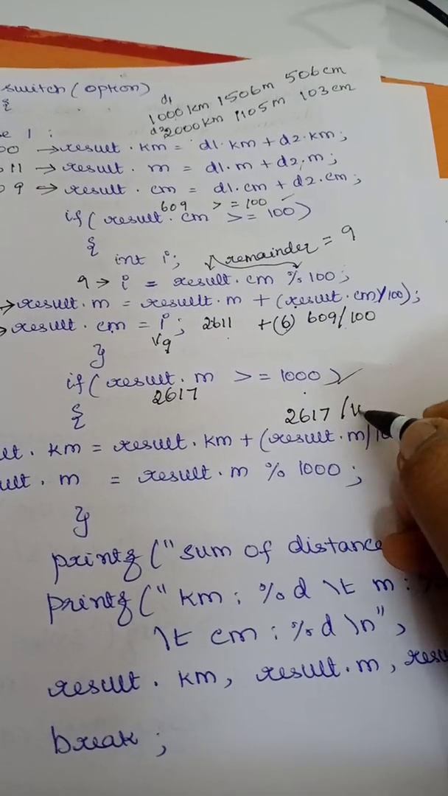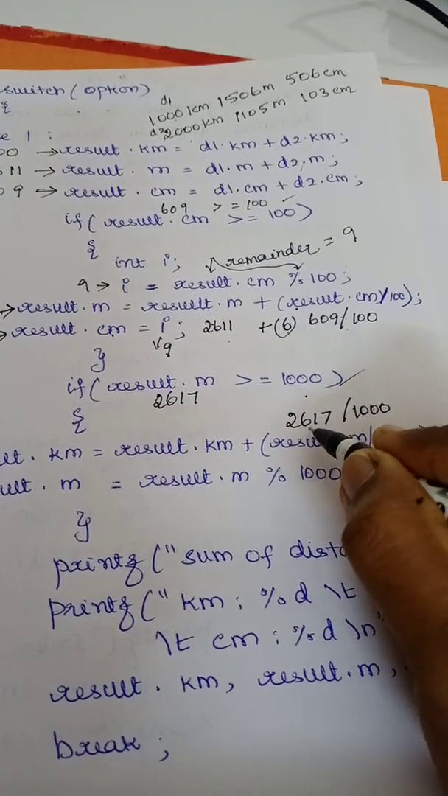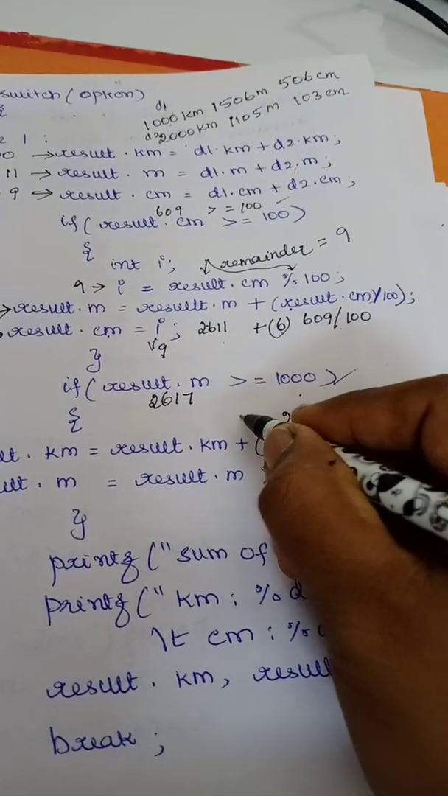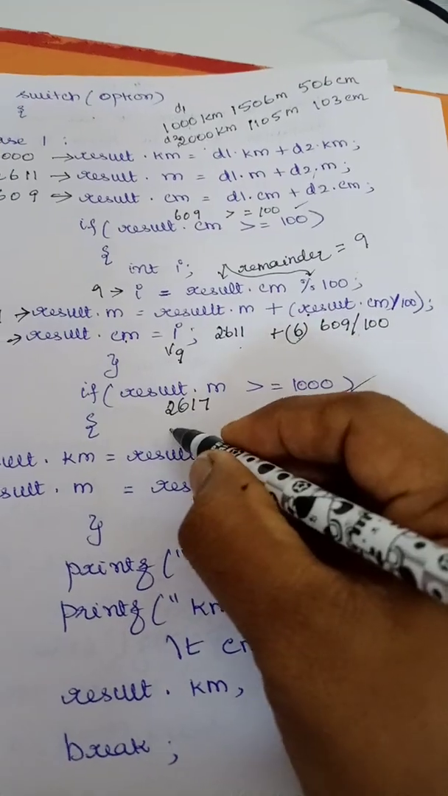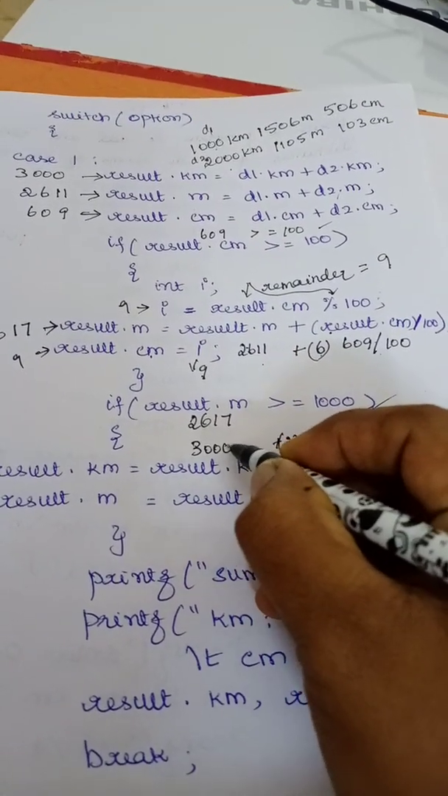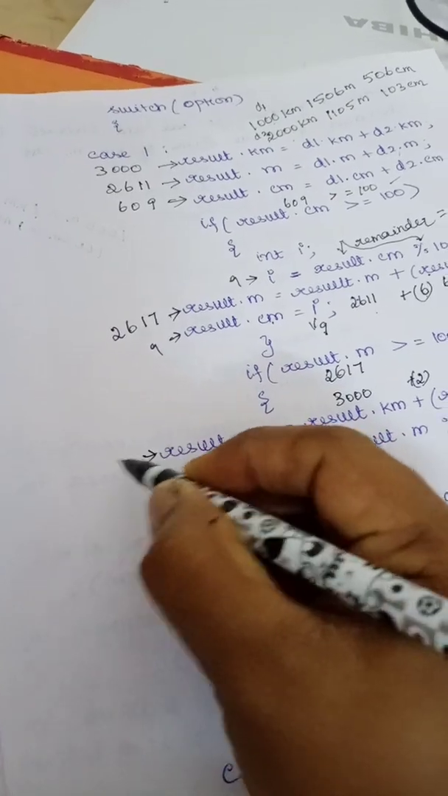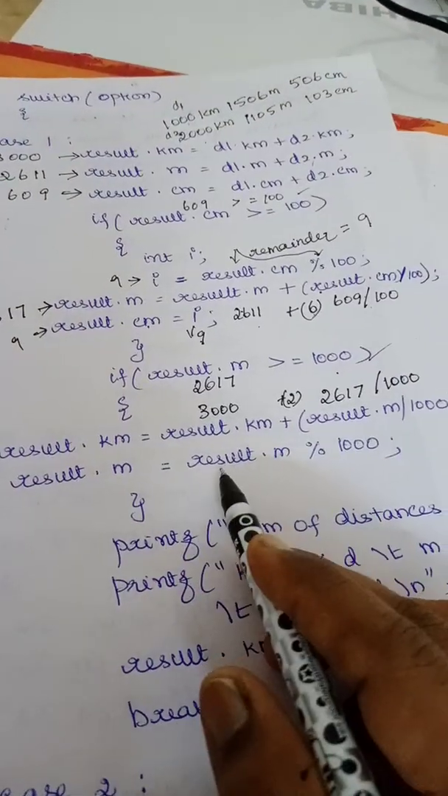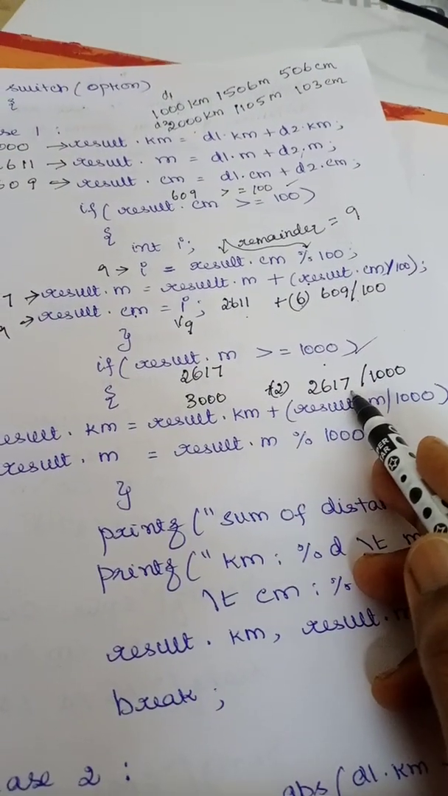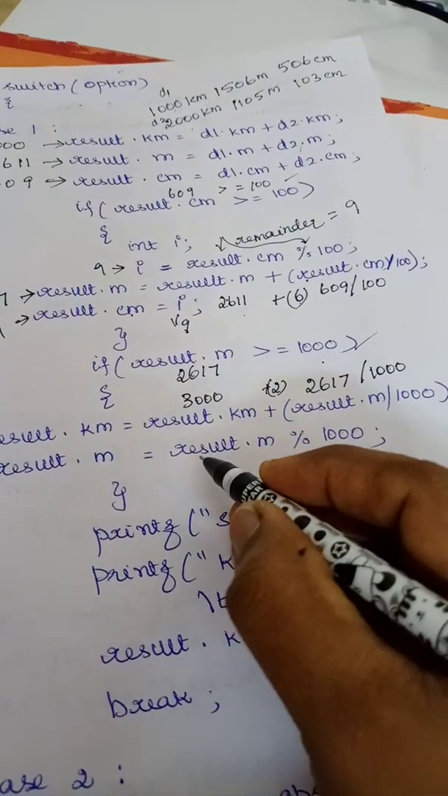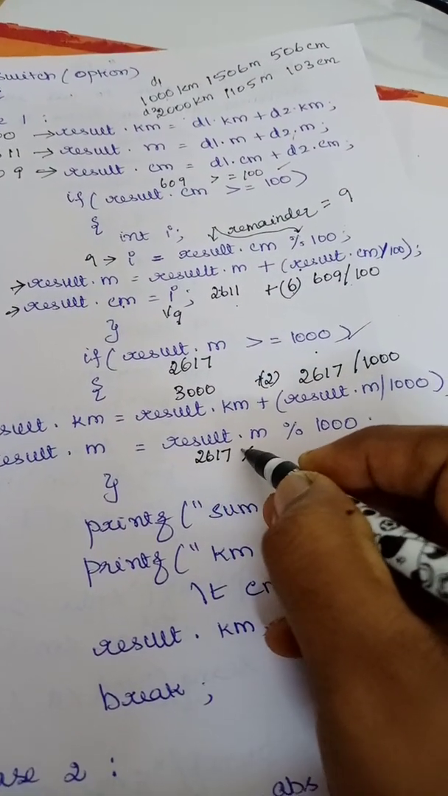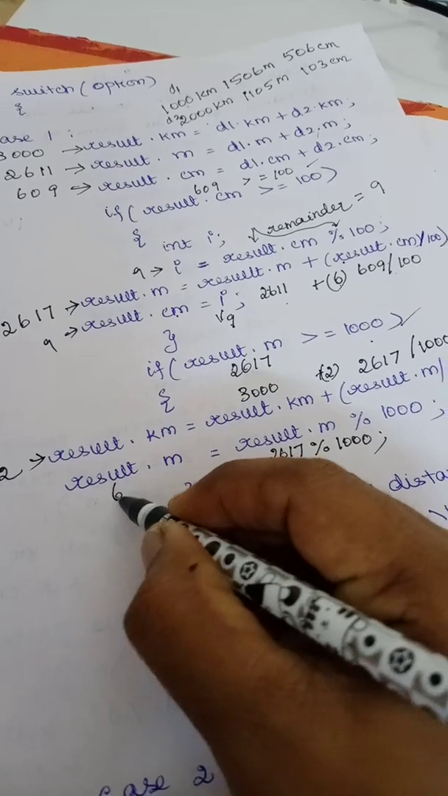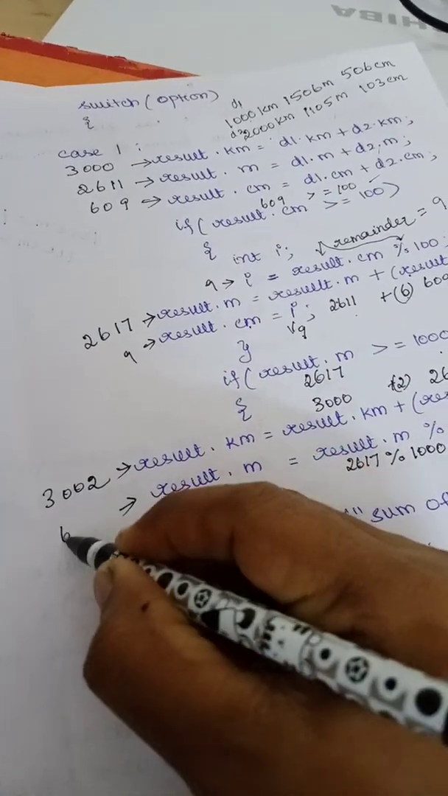So here what is my result.m? 2617 divided by 1000. So when I divide 2617 divided by 1000, what is the answer? You will get 2, right? So this 2 I will add with my kilometer. What is my kilometer? 3000 kilometers. So what is my new value here? It is going to be 3002. Is that clear? Now meter, the remaining is going to be the meter. So 617 is going to be the remainder. 2617 modulus 1000, right? So what is the answer I will get here? 617. So here I will have 617.